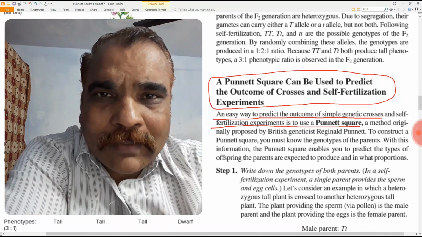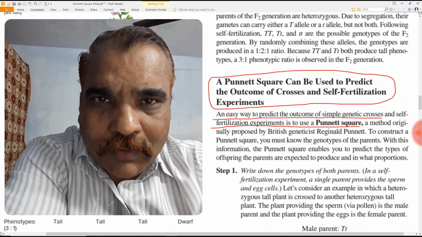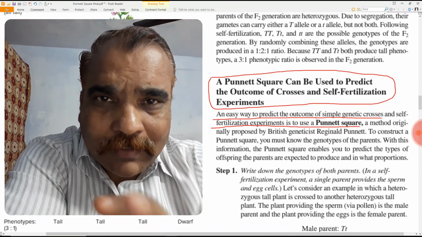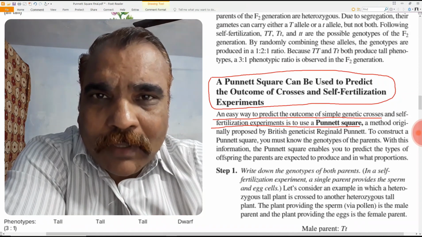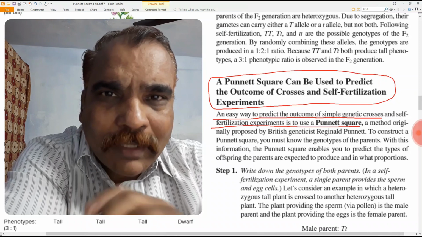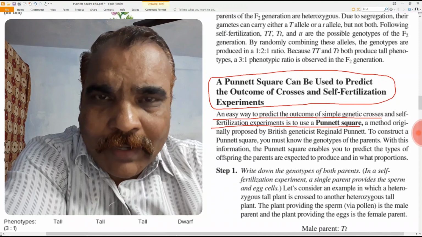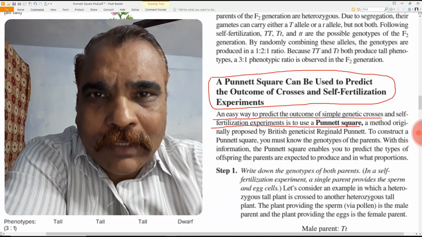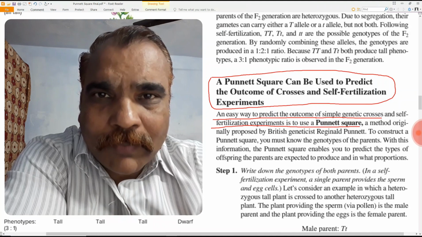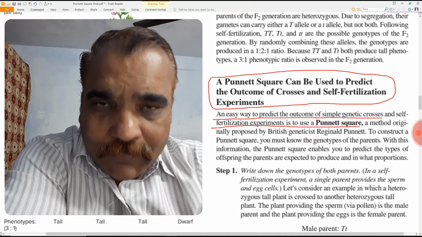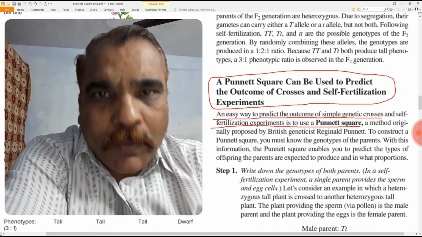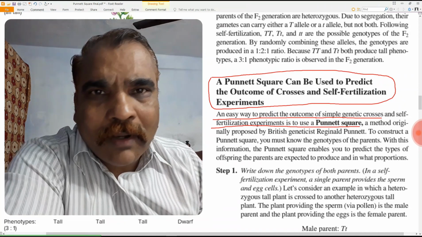Or someone tells us to perform a cross and tell the result between a heterozygous purple flower plant and a homozygous white flower plant. So what will be the offspring's genotype and phenotype? Now with the help of Punnett square, we will be in a position to find out the genotype and the phenotype of the offspring. Okay, so let's find out how this is done.